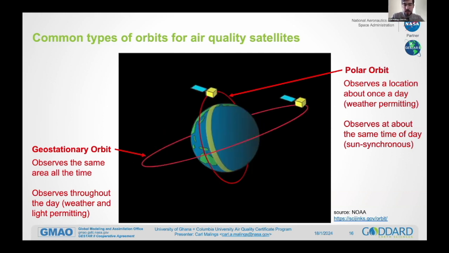We'd have to launch multiple satellites into similar orbits to observe different parts of the Earth with that strategy. So to summarize that, with a polar orbit, you get basically a once daily observation typically. Geostationary orbit, you get more frequent observations, but for a more limited subset of the Earth's surface.